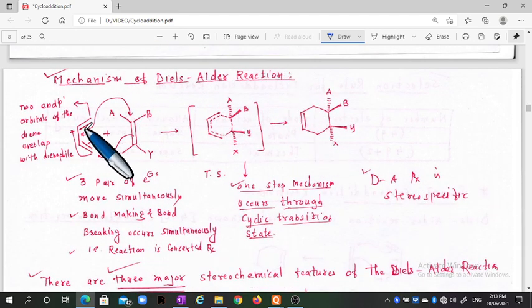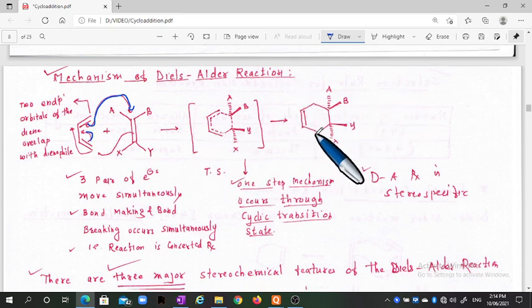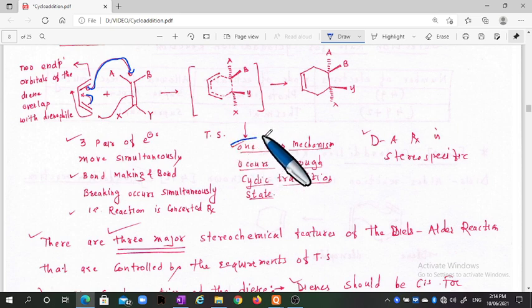Now the mechanism. As we have already seen, the double bond will migrate to this, this double bond will migrate, and that bond will migrate there. We will obtain this type of transition system. This is a transition system with bond breaking and bond making. We have shown the dotted lines, which are the bond breaking and bond making during the formation of this Diels-Alder product.